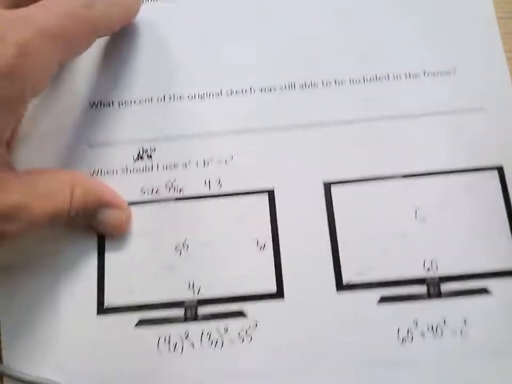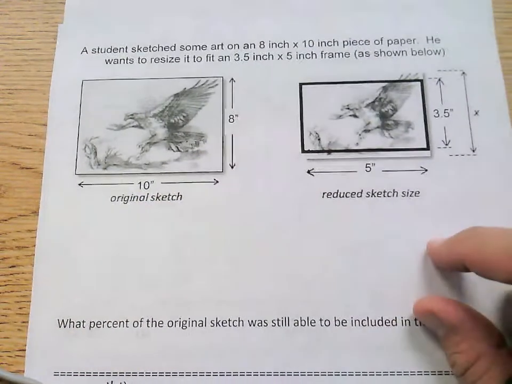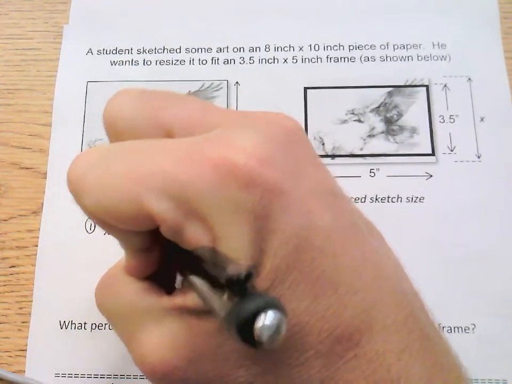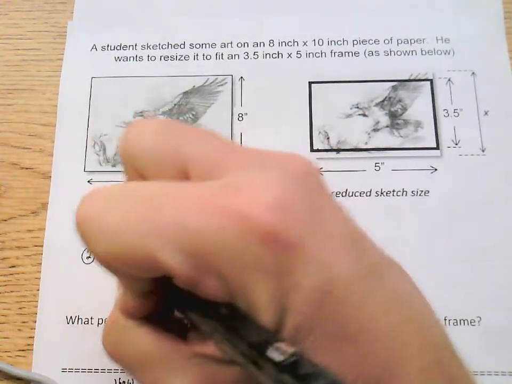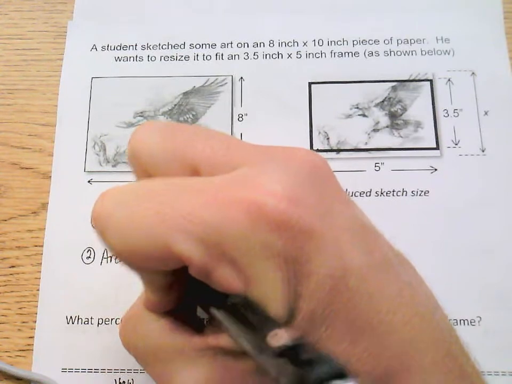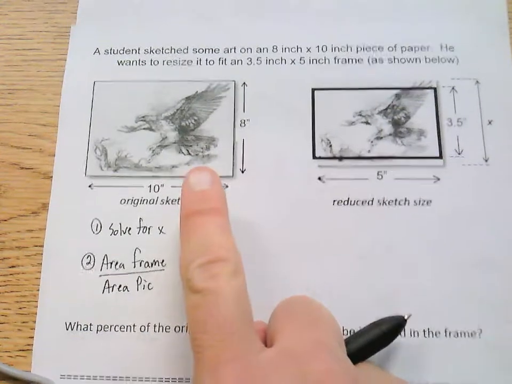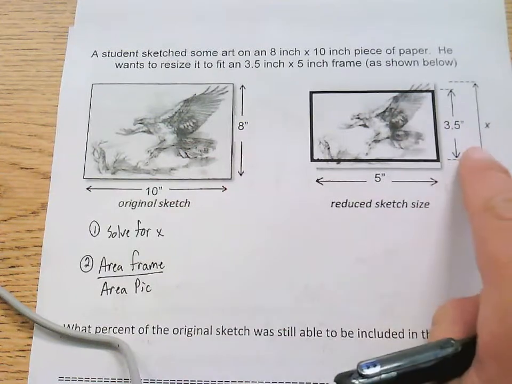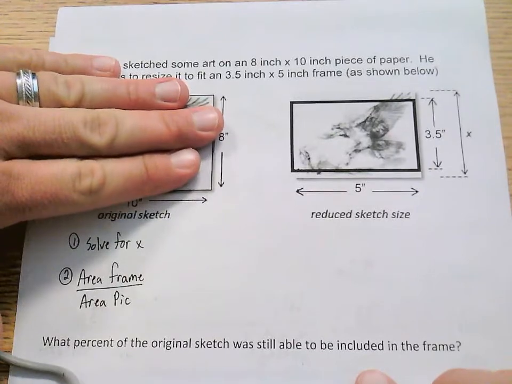All right, let's see what other questions we have here. Oh, here we go. This guy. We did this today. So if you remember, you have to solve for x first. First thing I got to do right out of the gate. Second thing is going to be the area of the frame over the area of the picture. Now, this big eagle is only used to solve for x. That's it. After that, this big eagle is gone. We don't pay attention to that.